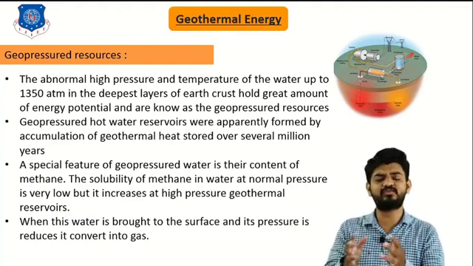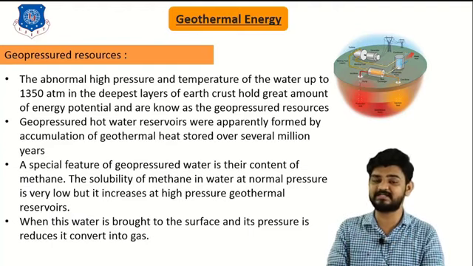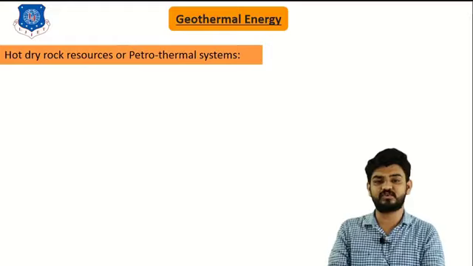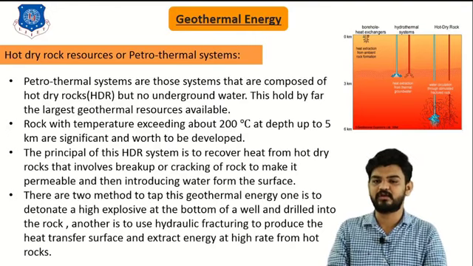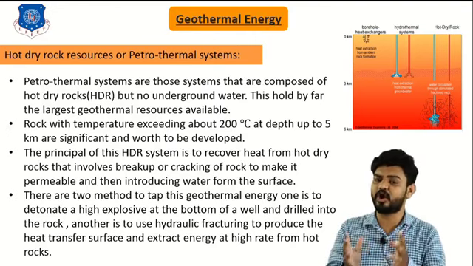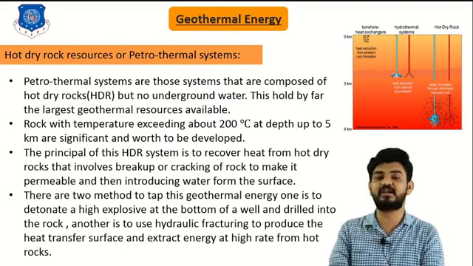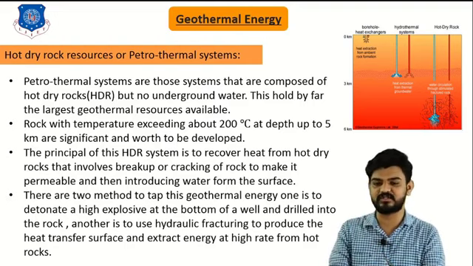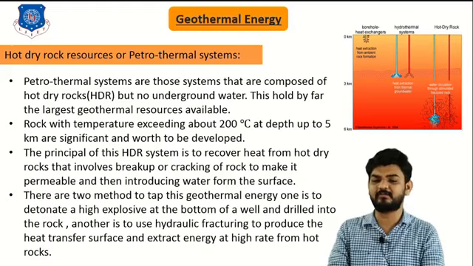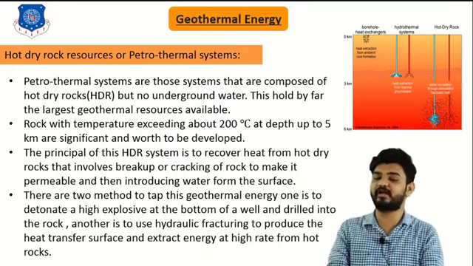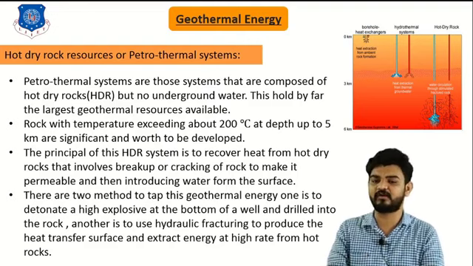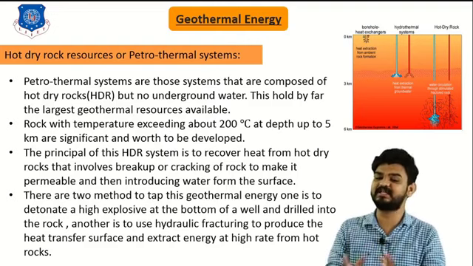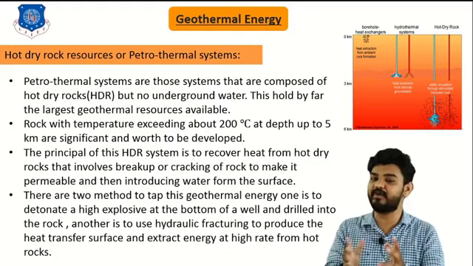Now let's move to the next resource of geothermal energy, and that is hot dry rock resources or petrotherm resources. Well, petro means stone. So energy associated with rock or stone in the earth crust is referred to as hot dry rock resources. The petrotherm systems are those systems that are composed of hot dry rock but no underground water. So that means there is only hot dry rock but no water.